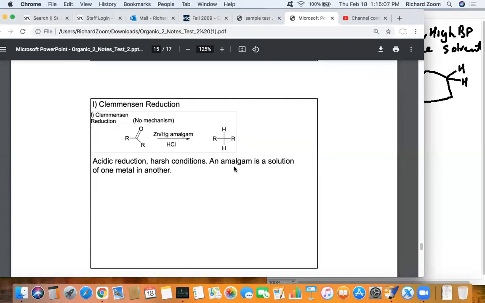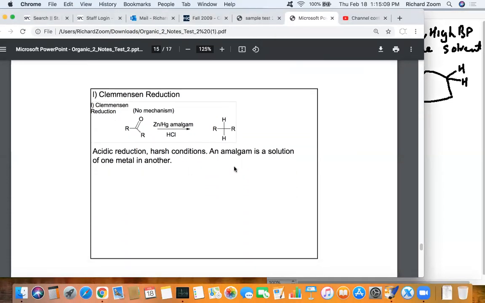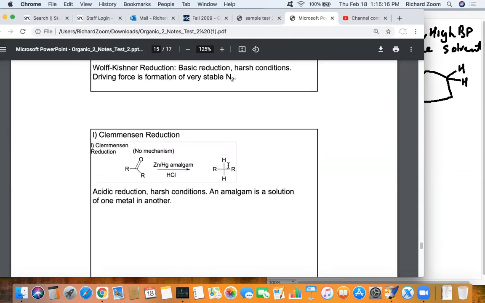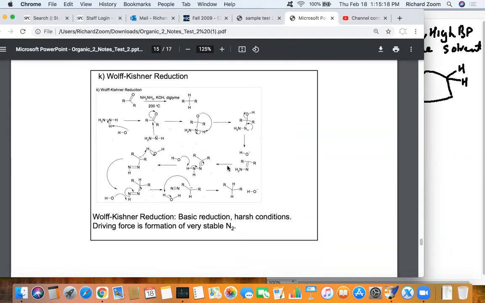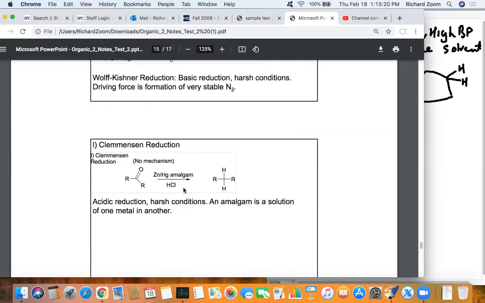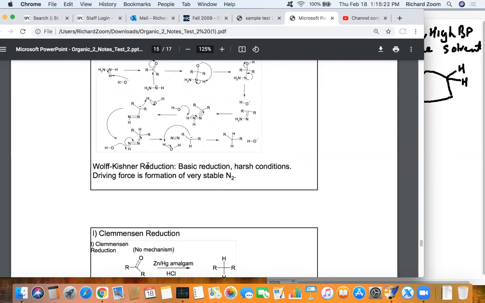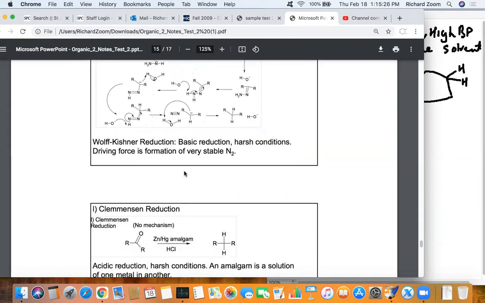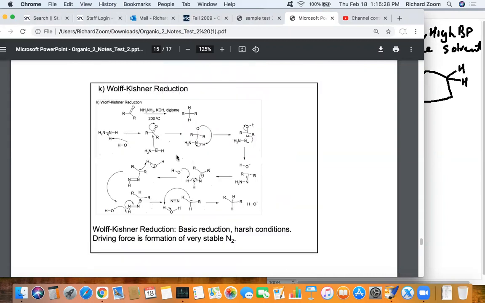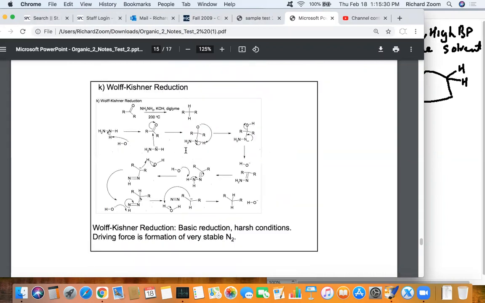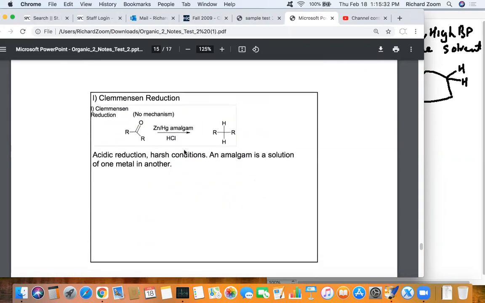The Clemmensen reduction is a similar reaction, except that it's done under acidic conditions. The previous one is done under very basic conditions. So if you've got a ketone that's very sensitive to base, then maybe this isn't the method you want to use in order to react it. You might want to use the Clemmensen reduction instead. It uses a zinc mercury amalgam.